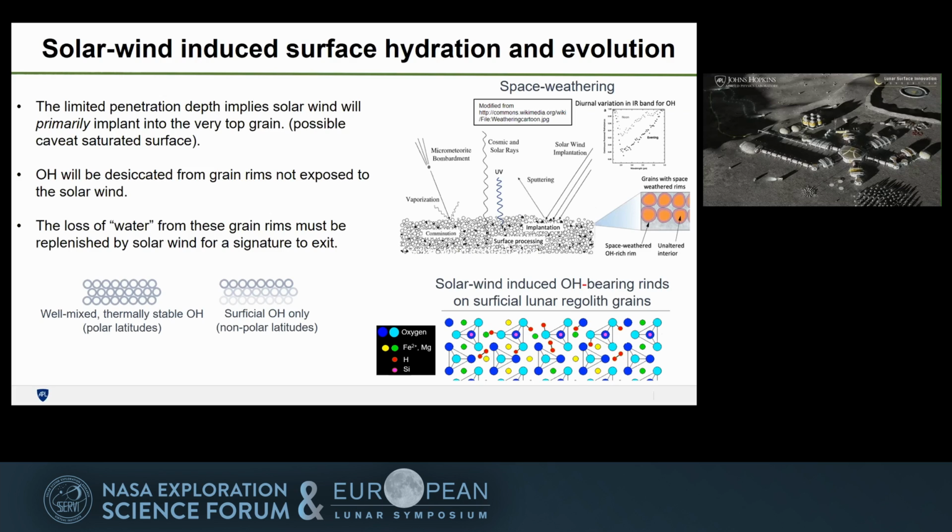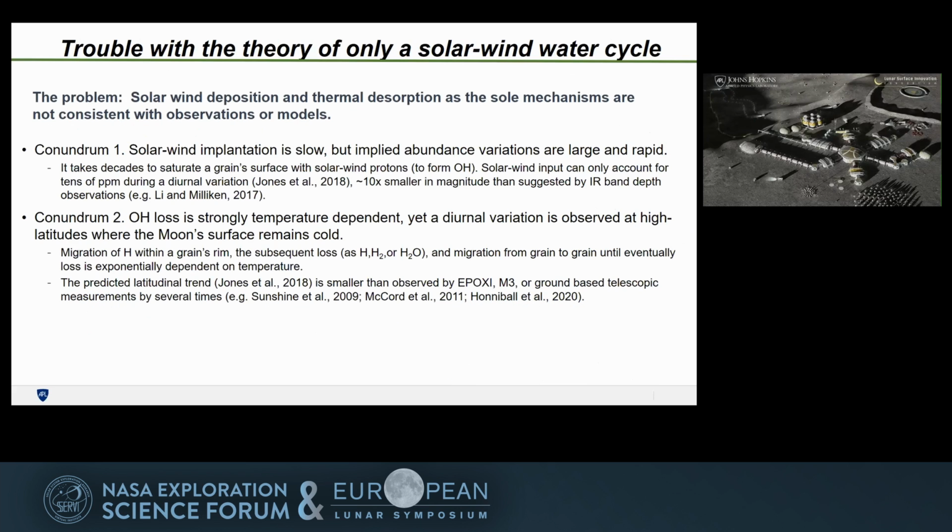However, at non-polar latitudes, as we're just discussing, the OH will desorb from the rims and not be replenished by the solar wind. You only have a very superficial effect. Now we're getting into a potential conundrum and the solution to the conundrum. The conundrum being that the solar wind deposition and thermal desorption mechanisms are not consistent with observations or models. Solar wind implantation is simply too slow.